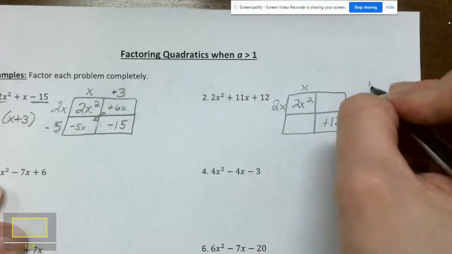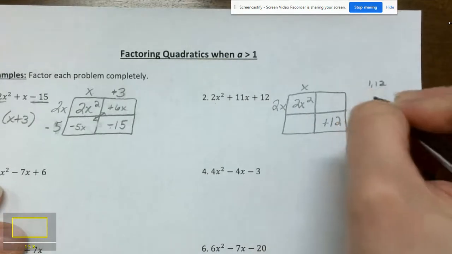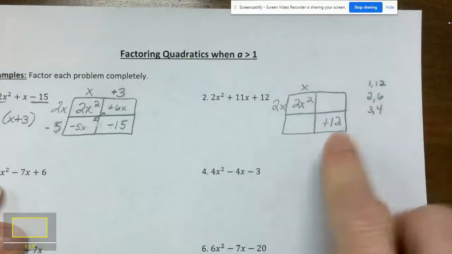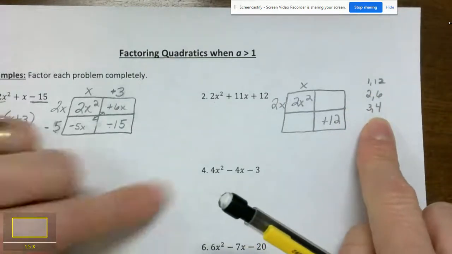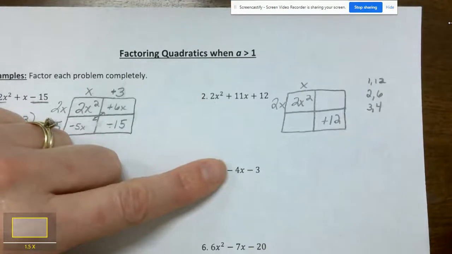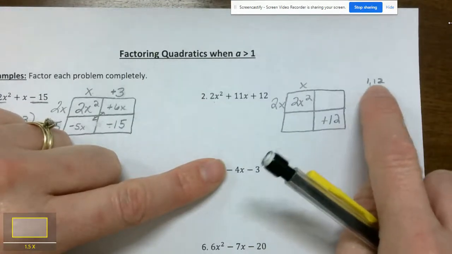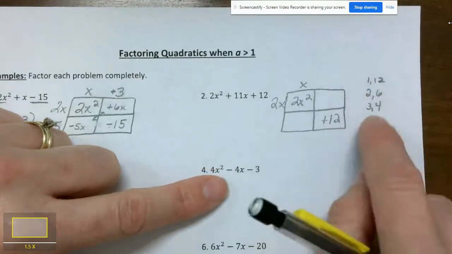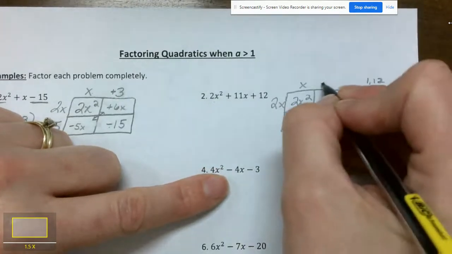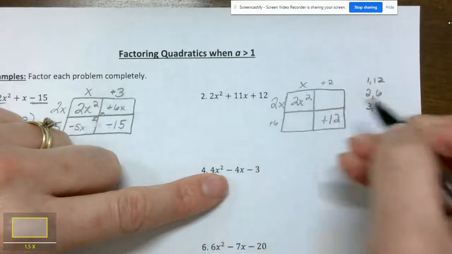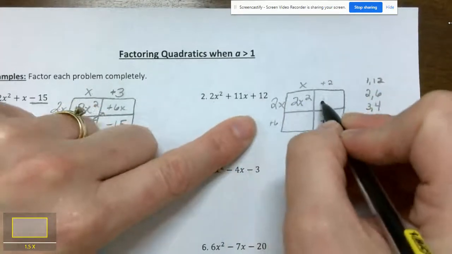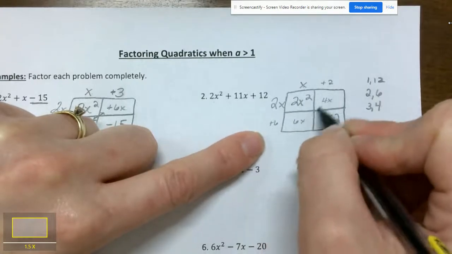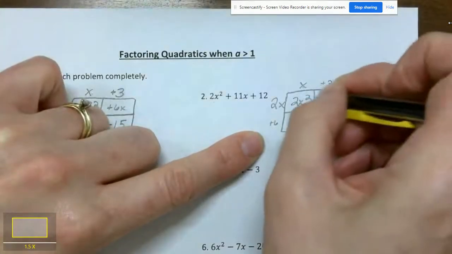I could use 1 and 12. I could use 2 and 6. I could use 3 and 4. So all of these work. So this is just a trial to see what works. Usually I save the 1 and this big number till the end if I can't get anything else to work. So I'm going to try the 2 and 6. So let's try plus 2 plus 6. All right, 2 times 2, that's 4x. And 6 times x, that's 6x. Okay, that's 10x. So that doesn't work.